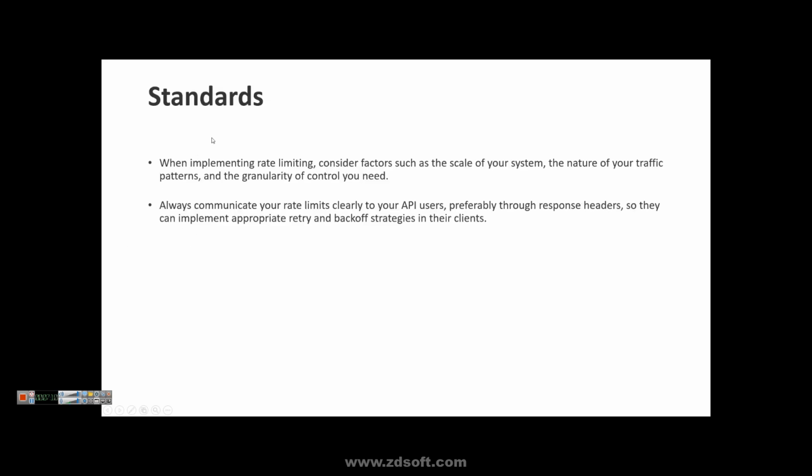While having this rate limiting, we should follow certain standards. While implementing rate limiting, we should consider factors such as the scale of our system, the nature of the traffic patterns, and the granularity of the control which we need. Also, we should communicate the rate limits clearly to the API users, preferably through the response header, so that they can implement appropriate retry and backoff strategies in their clients.